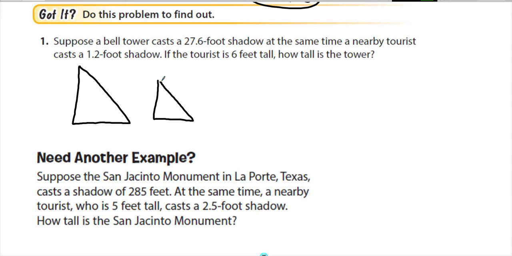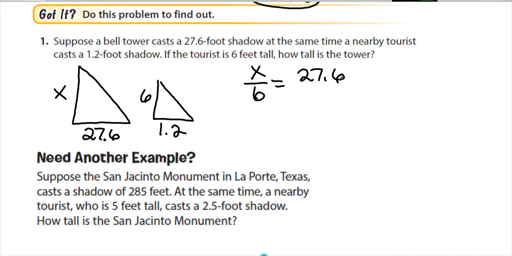All right. So it says the tower's shadow is 27.6. So that would be down here on the ground. Okay? And it says the tourist's shadow is 1.2. He's 6 feet tall. And we're trying to figure out how tall our tower is. All right? So we're going to have x over 6, and then 27.6 over 1.2.